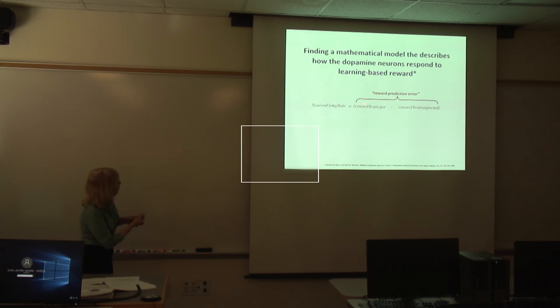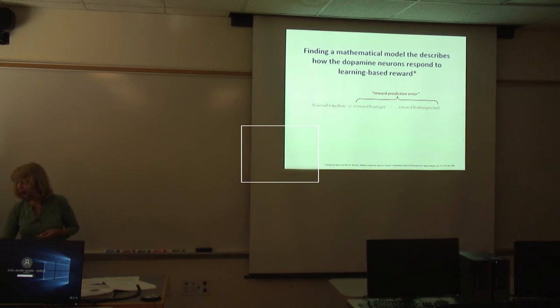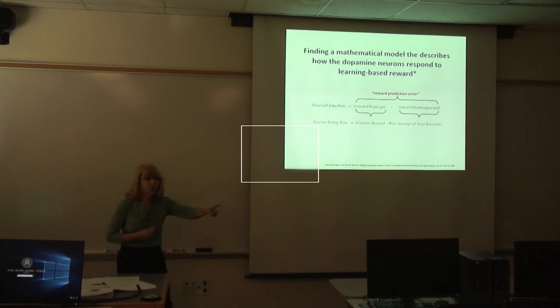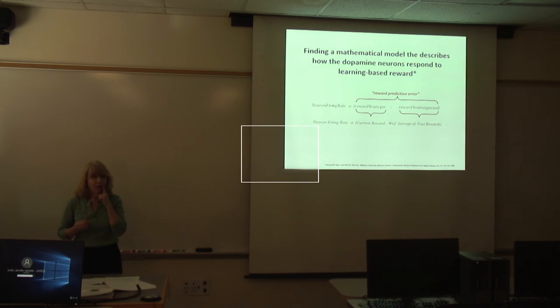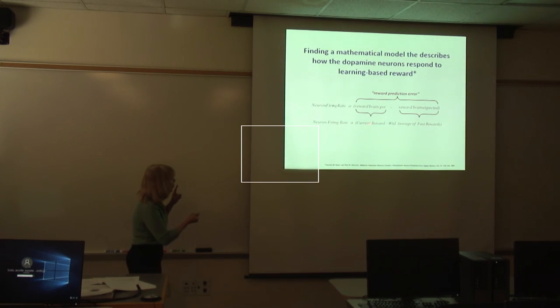That's called the reward prediction error. That difference right there, that prediction error. And the reward prediction error is proportional to the current reward, the one you got for this particular trial, minus the weighted average of past rewards. So what we do is we take the current reward and we compare it to what we expected, and we get a difference between that, and that forms the brain's perception, and the neurons will fire not in proportion to what we got, but in proportion to this difference.